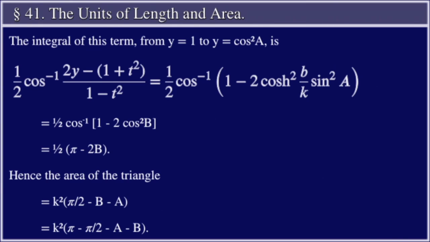equal to one half the arc cosine of the quantity 1 minus 2 cosh squared(b/k) sin squared A, equal to one half the arc cosine of the quantity 1 minus 2 cos squared B, equal to one half the quantity pi minus 2B. Hence, the area of the triangle is equal to k squared times the quantity pi over 2 minus B minus A, equal to k squared times the quantity pi minus pi over 2 minus A minus B.